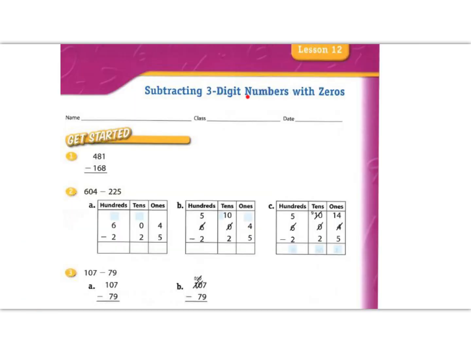So, subtracting 3-digit numbers with zeros. This is where it starts to get a little trickier in subtraction. But let's do a few warm-up ones.